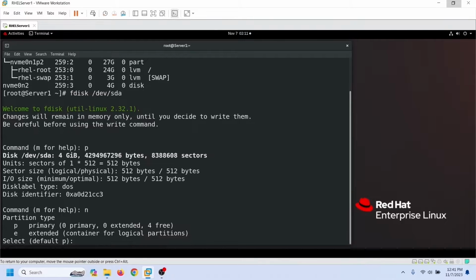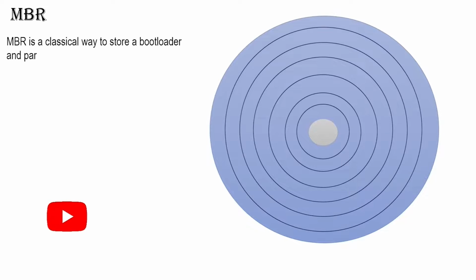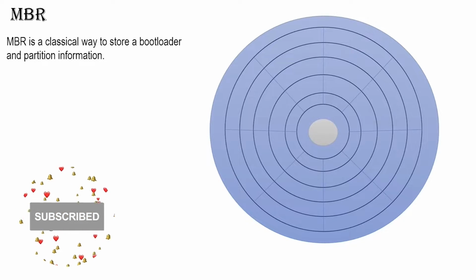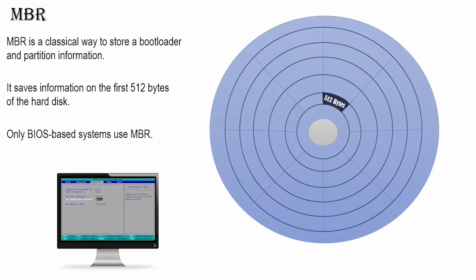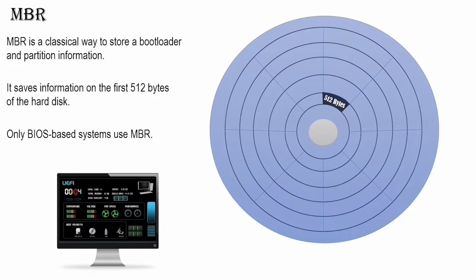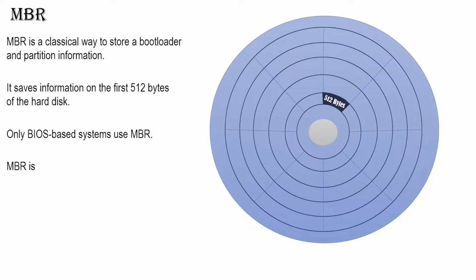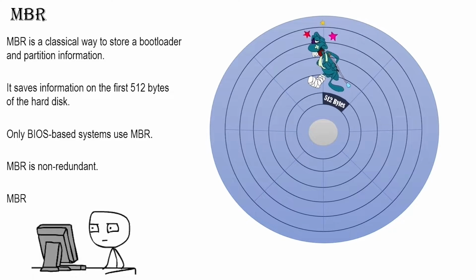Before we create MBR partitions, let's understand what MBR is. MBR is a classical way to store a bootloader program and partition information. It reserves the first 512 bytes of the storage device to save this information. Only BIOS-based systems use it. UEFI-based systems do not use it. They use GPT to store partition information and a bootloader program. MBR is non-redundant. It does not replicate the records it contains. If it is corrupt, the system will not boot.